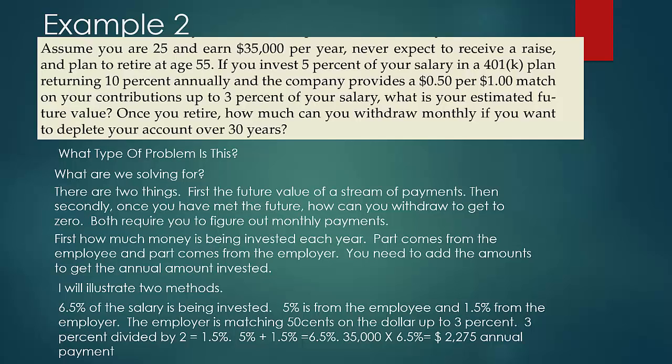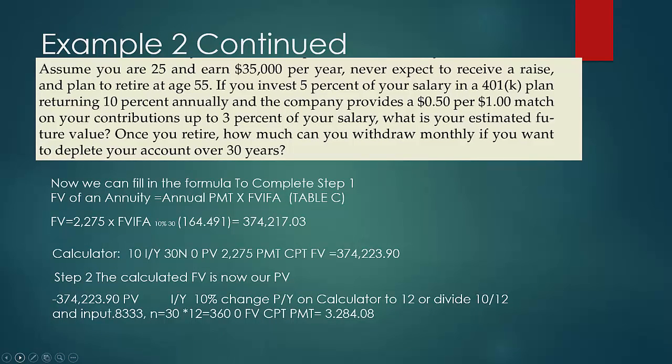So you divide that in half because it's 50% of it. It's not a full dollar for 3%. It's 50 cents. So all you have to do is add the two numbers together, 5% plus 1.5%. And so 6.5% of the salary is being invested. And what would the payment amount be? 35,000 times 6.5% equals an annual payment of 2,275.